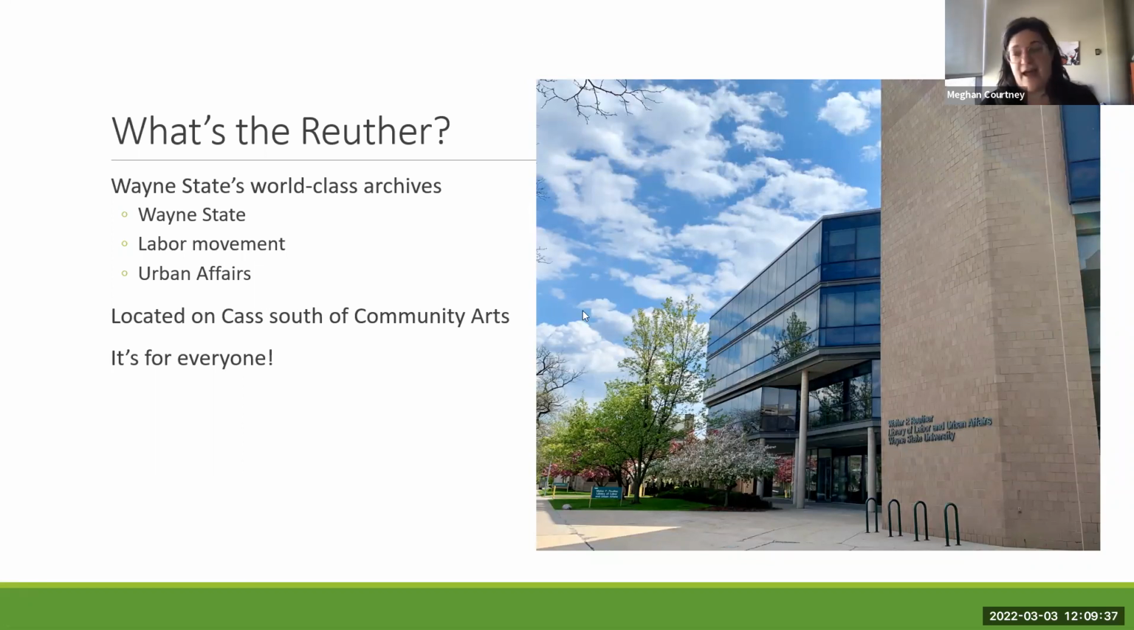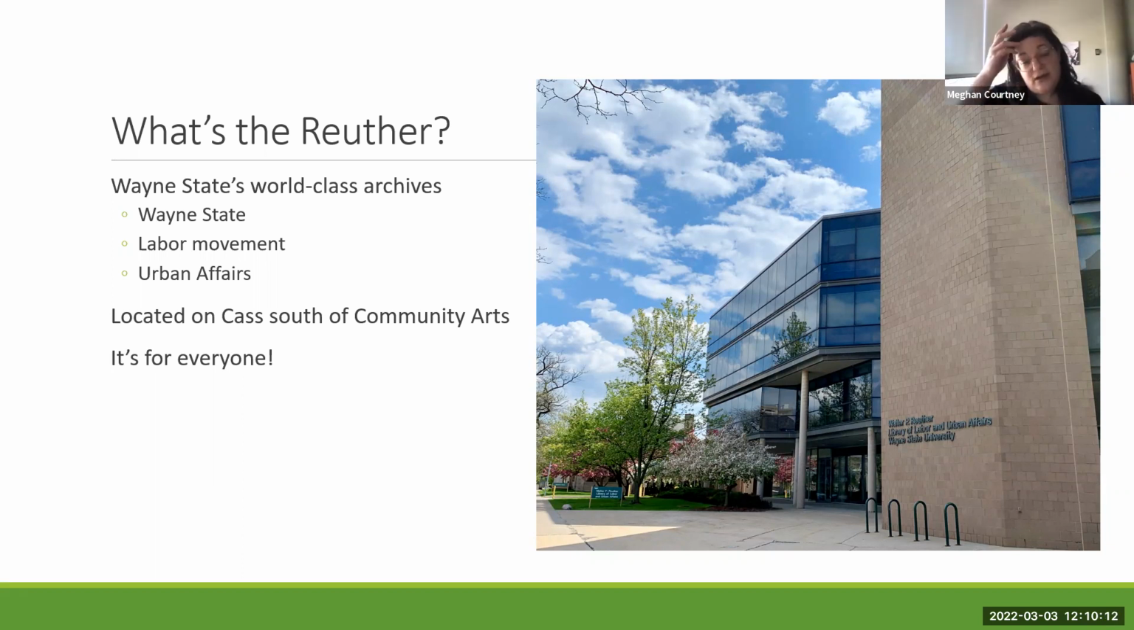All archives have specialties in terms of what types of stuff they collect. At the Reuther, we have information about Wayne State, and we'll be talking about that in greater depth today. What we're most well known for around the world is material related to the labor movement. Most of our material around that has to do with the United States, but there is a little bit that's international as well. And then our third area is urban affairs, which is much more specific to Southeast Michigan, but that has to do with activism, politics, community organization, and things like that.